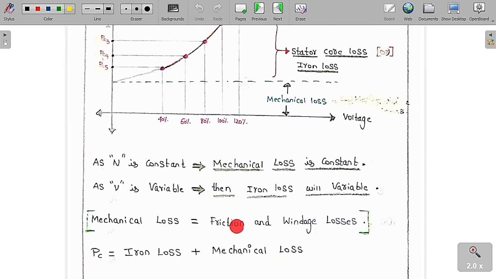Mechanical loss is basically friction and windage losses. As already told, constant losses are the summation of the iron loss in the stator plus the mechanical losses. Mechanical losses mean friction and windage losses. As the speed is constant, the mechanical loss is also constant. As the voltage is variable, the iron loss in the stator is also variable.